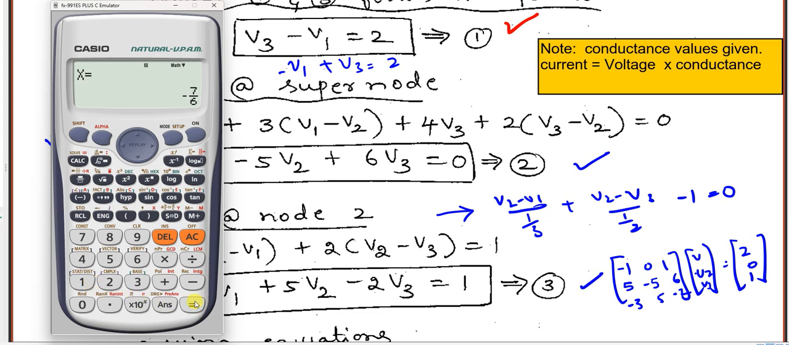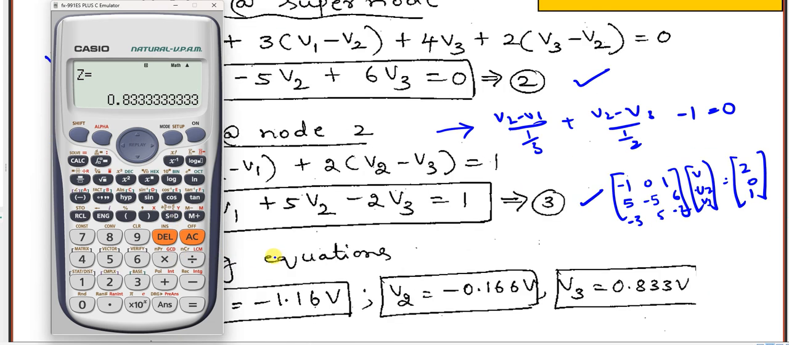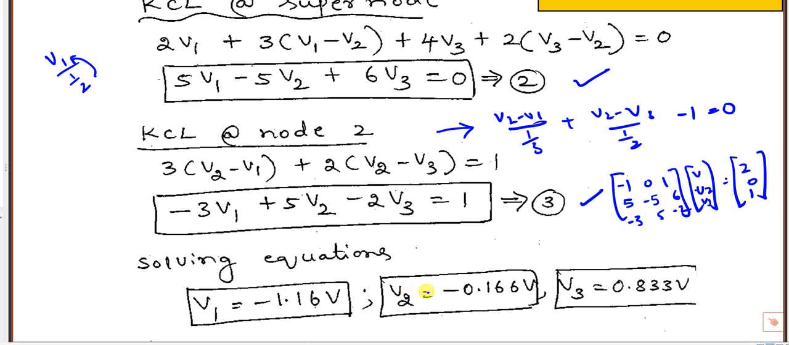To simplify this, you will get x as minus 1.16, minus 0.16, 0.83, the same answer. So these answers are correct.